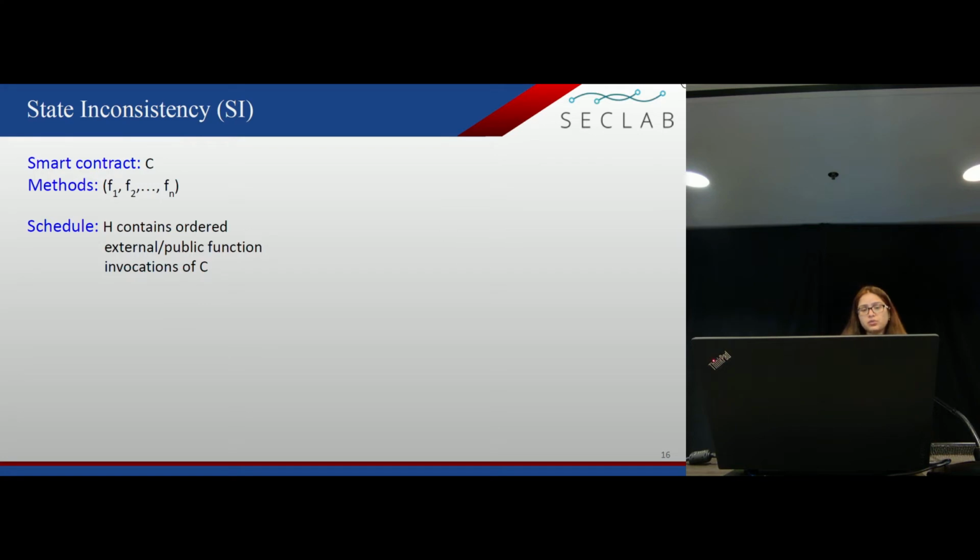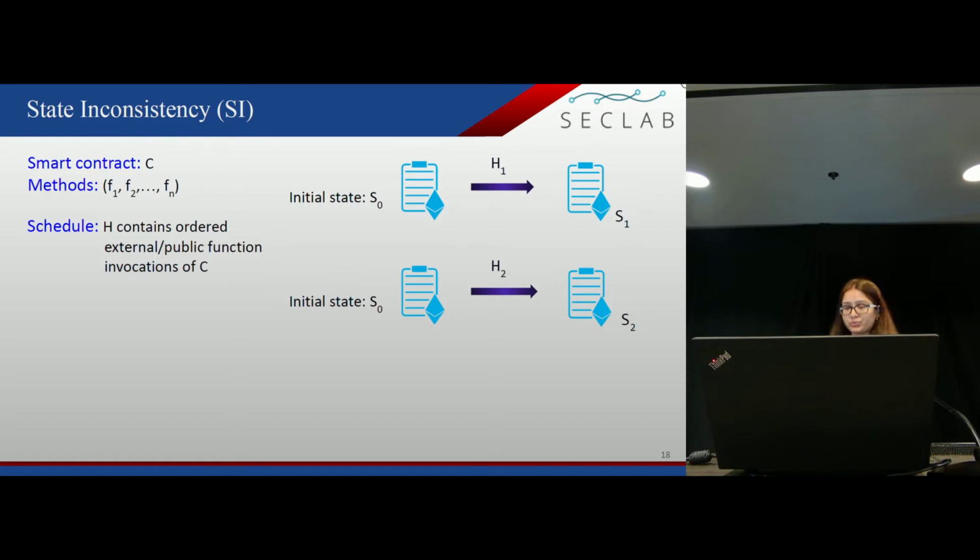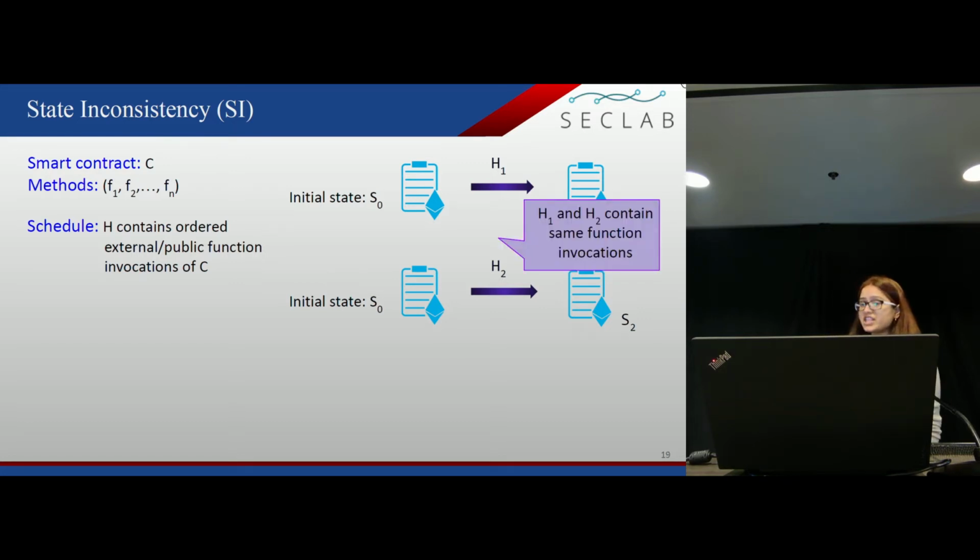So let's first understand what state inconsistency means in SAILFISH. Let's say we have a smart contract C and it has n methods. We define a schedule H that contains the ordered external or public function invocations of C. We have schedule H1, which operates on an initial contract state S0, and the final contract state becomes S1. We have another schedule H2 that operates on an initial contract state S0, and the final contract state becomes S2. Please note that both H1 and H2 contain the same function invocations.